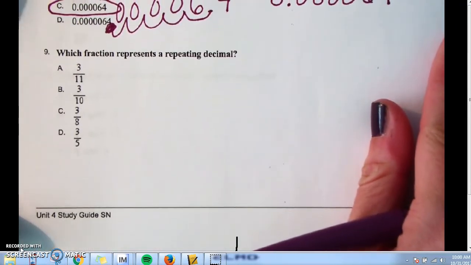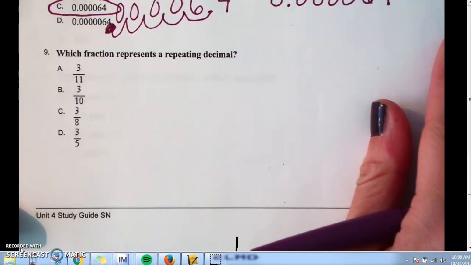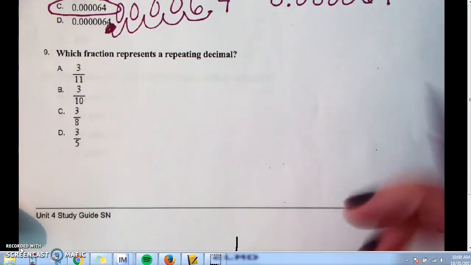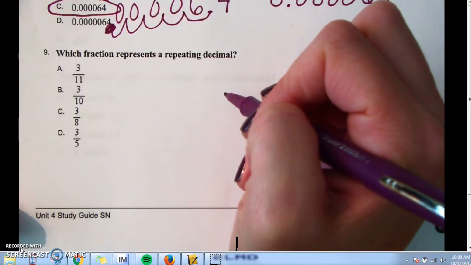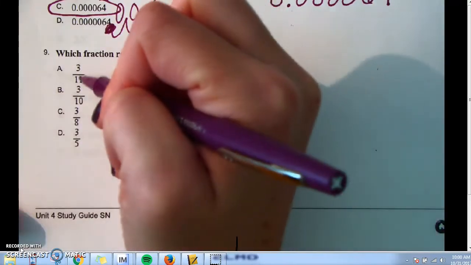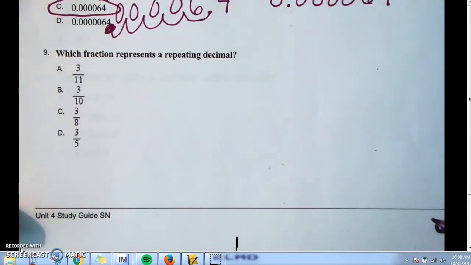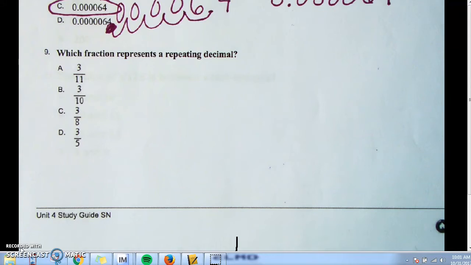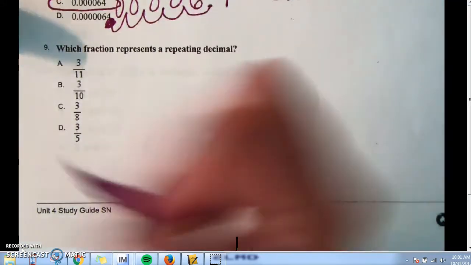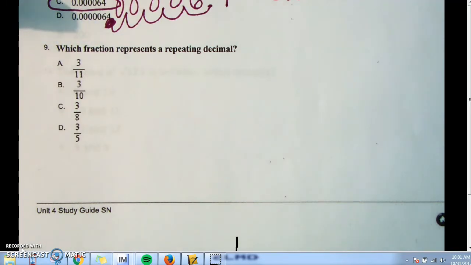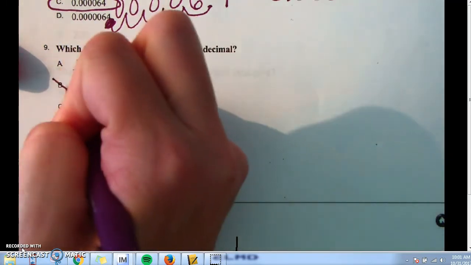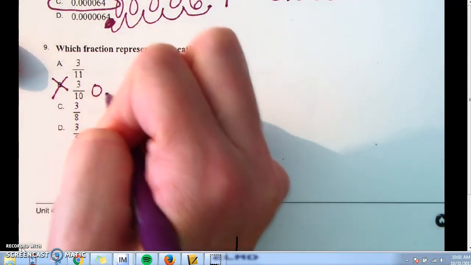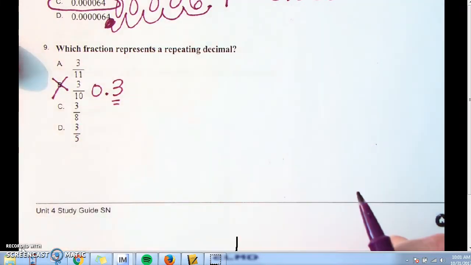Which fraction represents a repeating decimal? This is review. So remember, when we have repeating decimals, I usually have 9 in the denominator, but none of these are 9, right? So what I would do is take your numerator and denominator, and I would just divide them. Figure out which one is repeating. I would cross out B immediately because you know 3/10 is 0.3, because the 3 is in the tenths place.